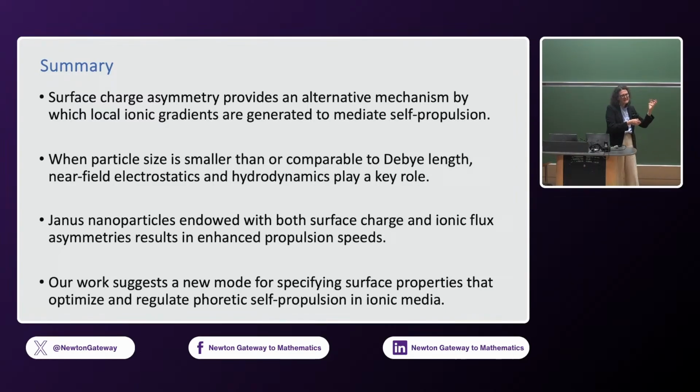If the rotational degrees of freedom are too large, they won't really have a high velocity for a long time. And when the particle size number is comparable, the mean field hydrodynamics play a key role. And the Janus particles endowed with both surface charge and ion asymmetry result in enhanced propulsion. So we have shown this is another way of ionic self-diffusiophoretic propulsion, sorry.